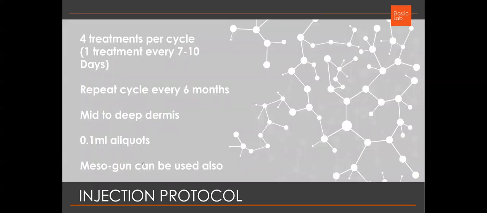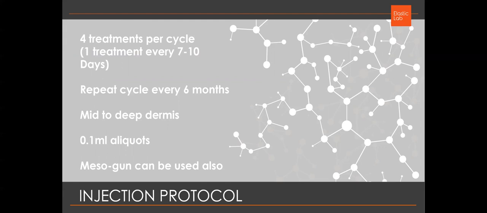The protocol for injection, which you will see in the attached videos shortly, is quite simple. There are 4 treatments in one cycle, and one treatment is done every 7 to 10 days, repeated 4 times, and that will be one complete cycle. This cycle is then repeated every 6 months. The injections are going to be into the mid to deep dermis. They are done with 0.1 ml aliquots or bolus injections. You may also use a meso gun if you have this in your practice.